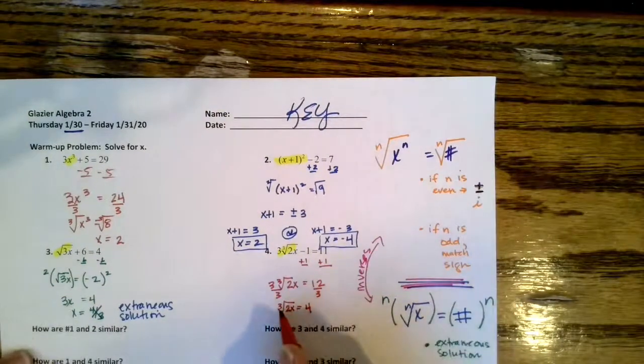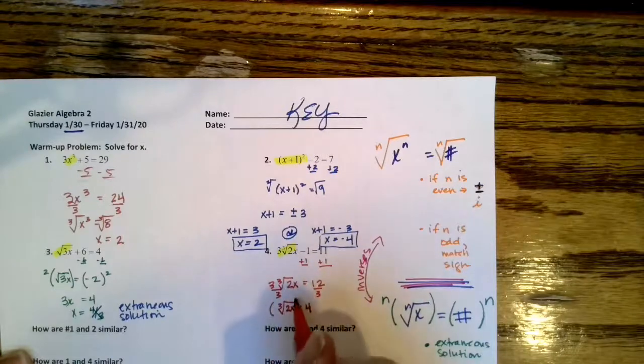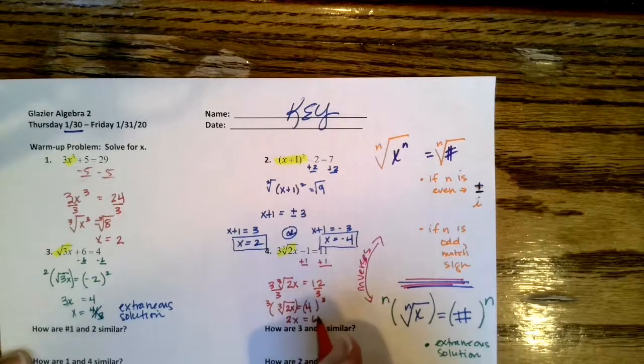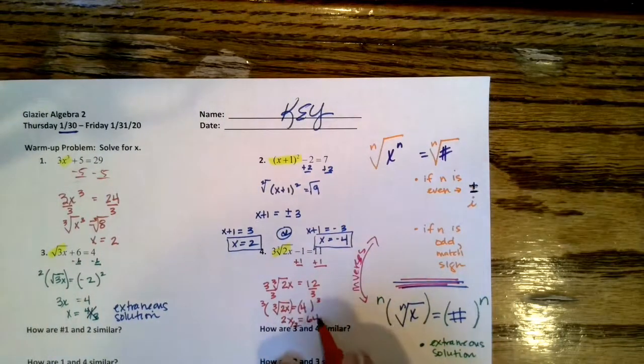So because I have a cube here, I'm going to go ahead and raise everything to the 3rd power. These 3's will end up canceling each other out. So 2x is equal to 64. I'm going to divide by 2. Divide by 2. X has a value of 32.